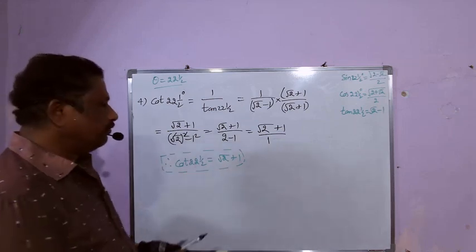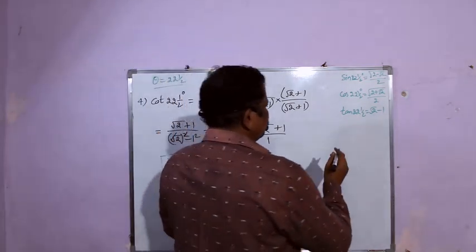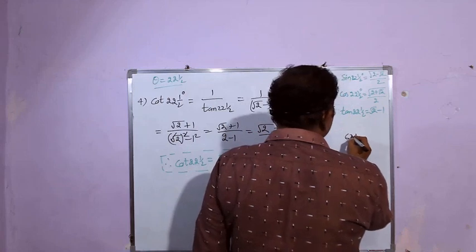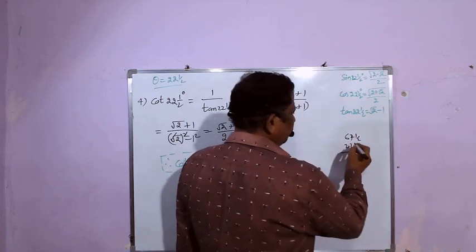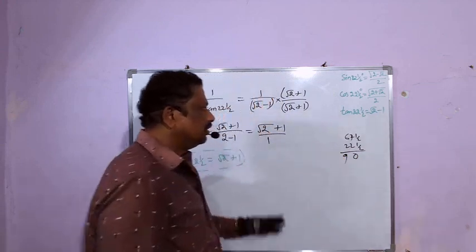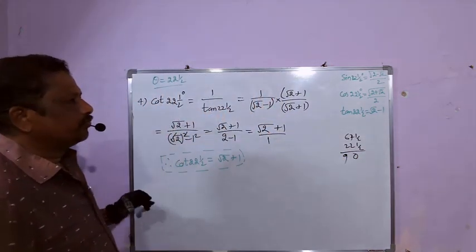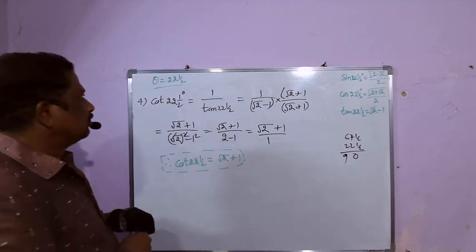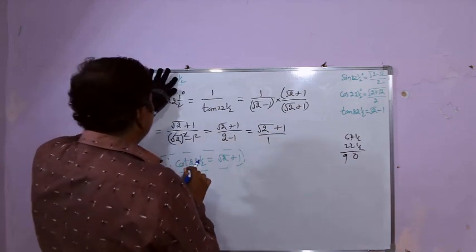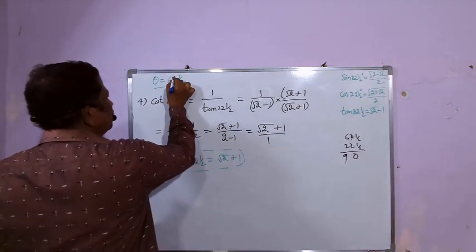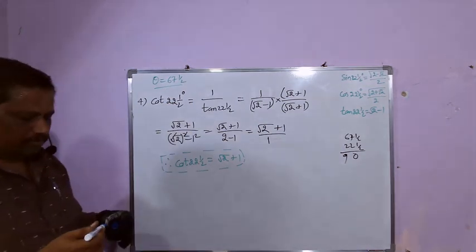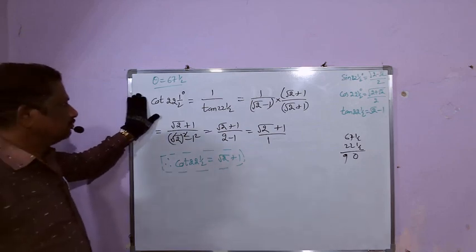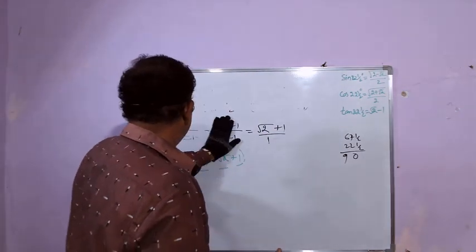Next, we will go for 90 minus 22.5 degrees, that is 67.5 degrees. Theta is equal to 67.5 degrees. 67.5 plus 22.5 becomes 90. First, sine we will do.